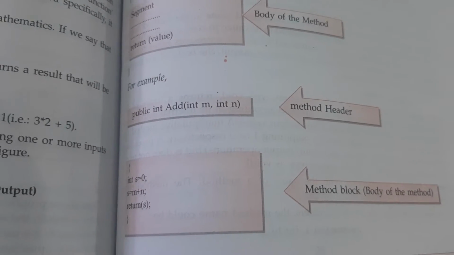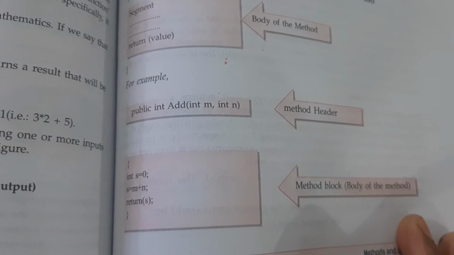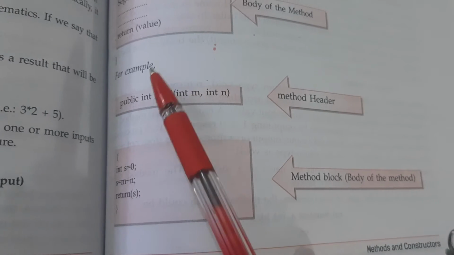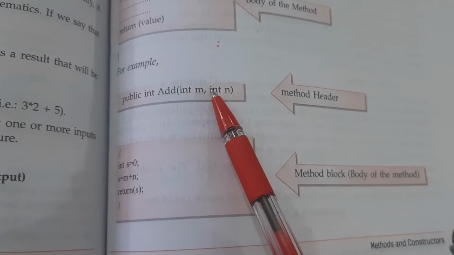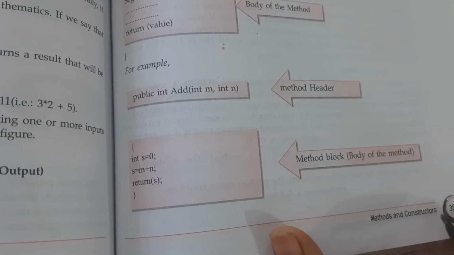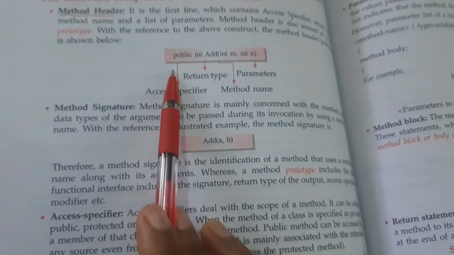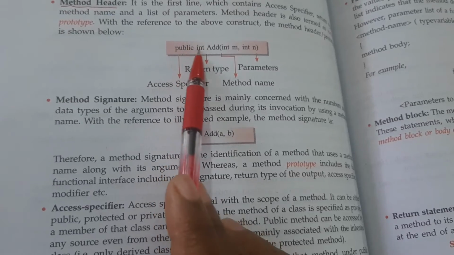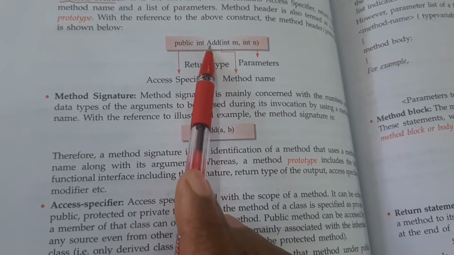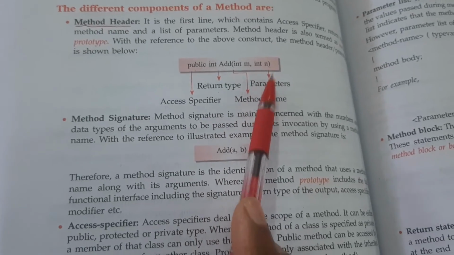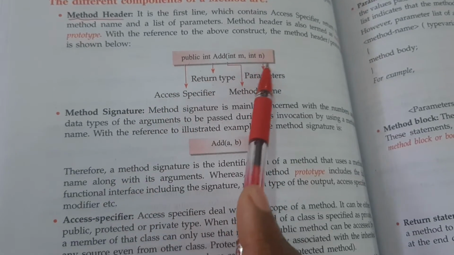Now this is a little blur. In the example program, we are trying to add the values of m and n. The part above is called the method header, and this is called the method block. Public is called the access specifier. This is a return type. What is a return type? Integer is the return type, add is given as the name of the method, and these are the parameters that we have. So the header has all these things.